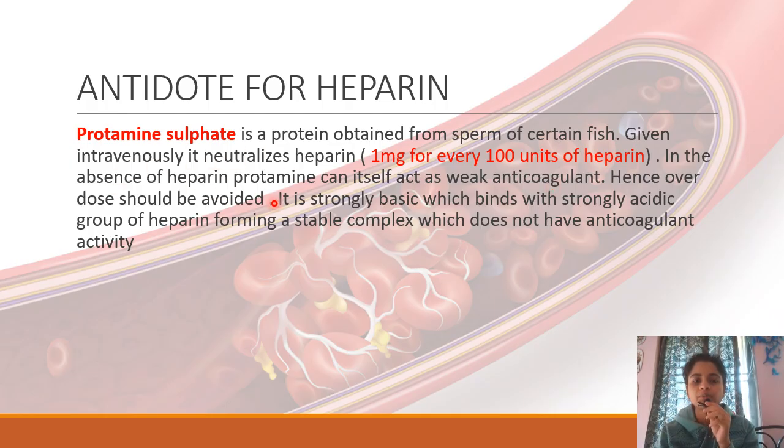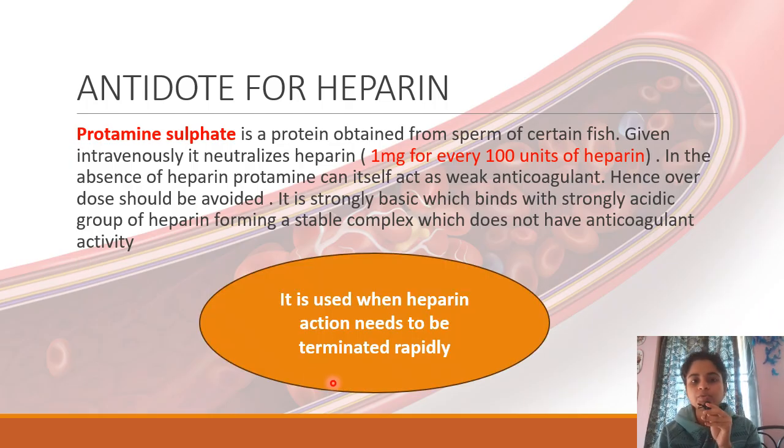You should not give protamine like that. Only when there is a heparin overdose should you go for protamine sulfate. Hence, overdose should be avoided. It is strongly basic, which binds with the strongly acidic group of heparin, forming a stable complex which does not have anticoagulant activity. So the anticoagulant activity of heparin is reduced when you give protamine sulfate, and it is used when heparin action needs to be terminated rapidly. So this is the antidote of heparin, protamine sulfate. 1 mg is used for 100 units of heparin.